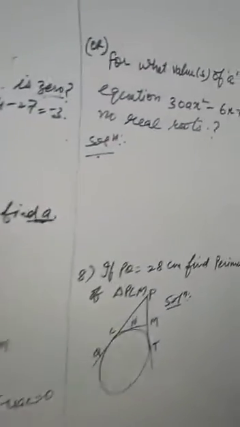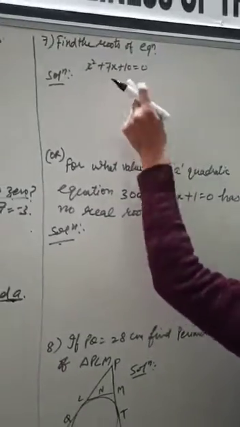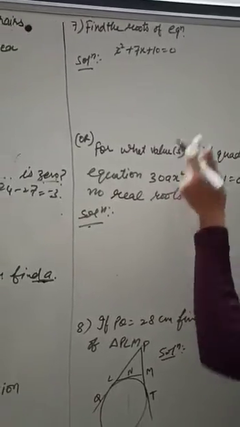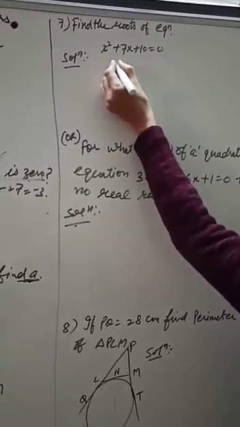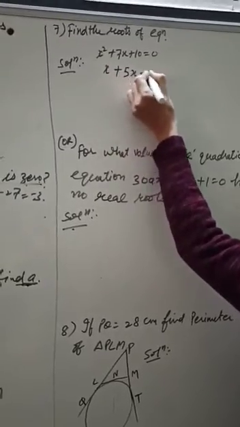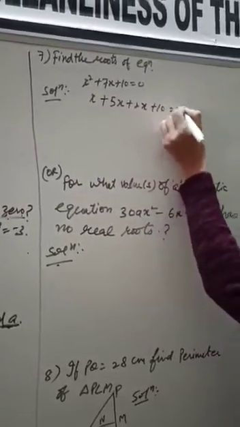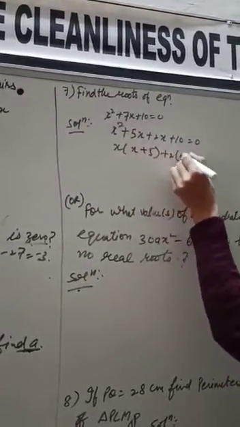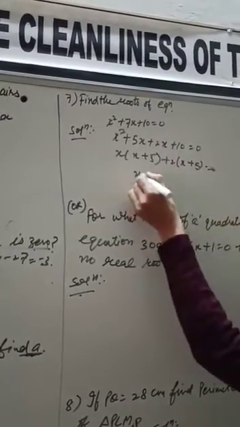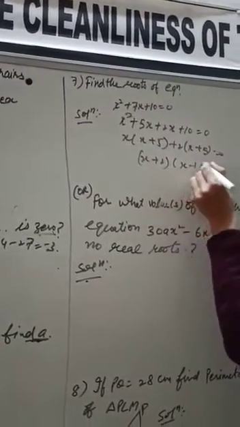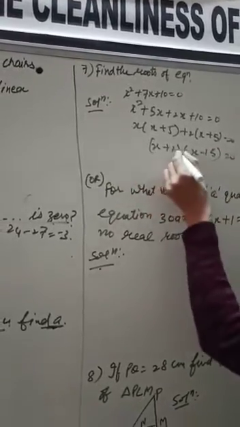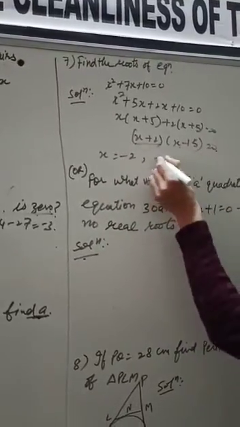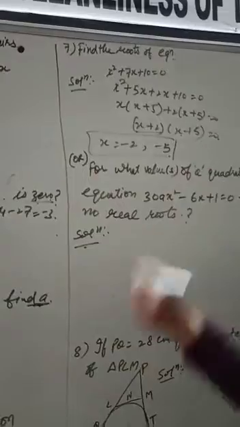So let us move to the next question here. Find the roots of the equation. Roots mean x value. We can use the splitting method and we can also use the quadratic formula. So here I am using the splitting method as 5x plus 2x plus 10 is equal to 0. So here x common, then x plus 5 plus 2 into x plus 5. So here we come to know the two factors will be equal to 0. Either x plus 2 is equal to 0, then x value will be minus 2, or x plus 5 is equal to 0, then its value will be minus 5. So these are the roots of the equation.